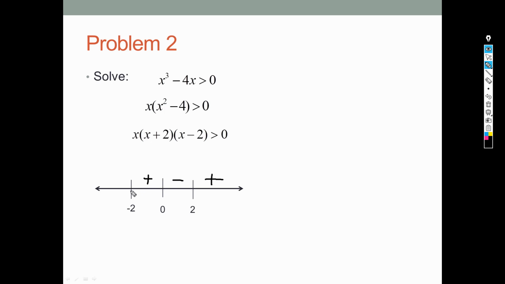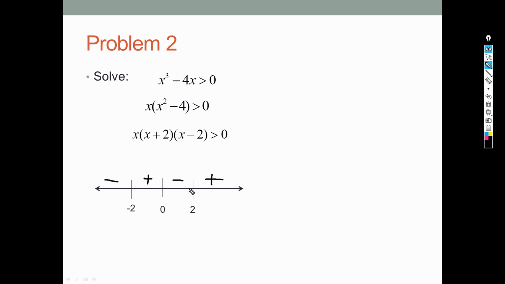Now, to the left of negative 2, I'm going to pick negative 3. Okay, I'll put a negative 3 here. That's a negative. Negative 3 and 2 is a negative. Negative 3 and minus 2 is a negative. So I got 3 negatives multiplied together. Well, 3 negatives multiplied together is still a negative. Okay, so the answer is given by this number line.